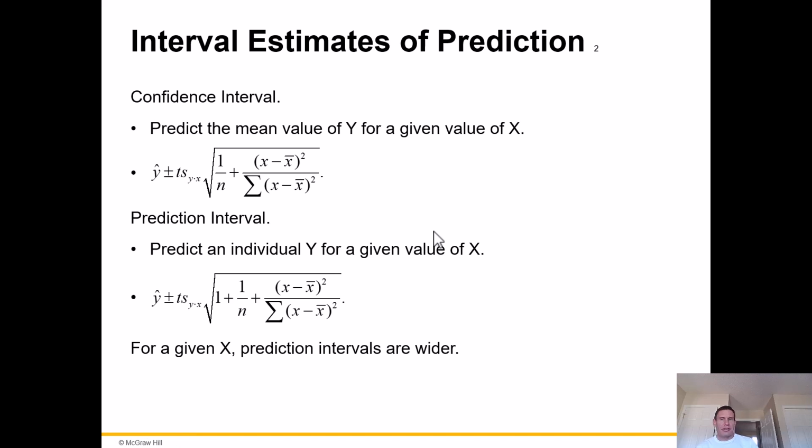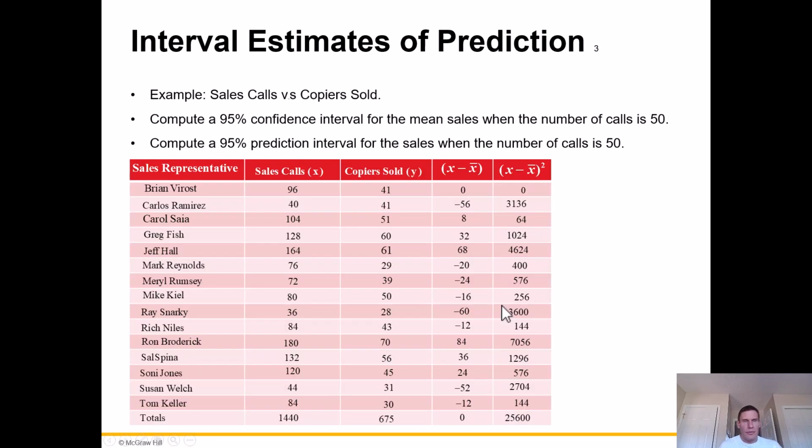Okay, interval estimates are predictions. I want to talk briefly about the confidence intervals. You may have learned about these if you've taken a basic statistics class. We're going to predict the mean value of y for a given value of x. And we have a formula like always. I know I say this all the time, don't be intimidated by these formulas. I promise it's just plugging in the numbers. We can also predict an individual y for a given value of x. And for a given x, prediction intervals are likely going to be wider.